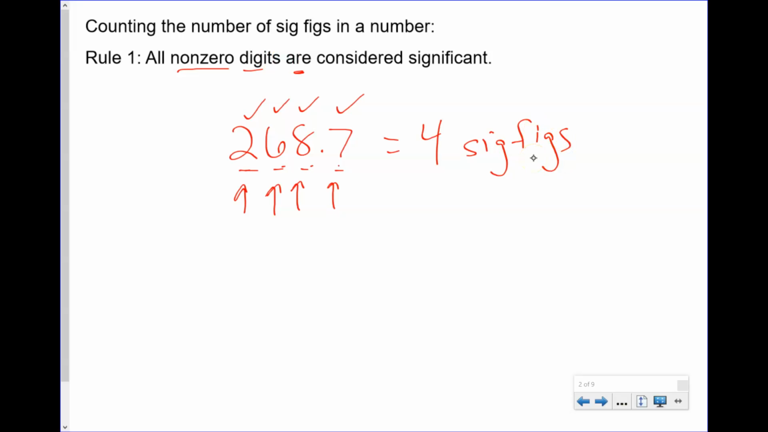Okay. Another number, let's throw in 378. Again, 3 non-zero digits, so this number has 3 sig figs. That's the easiest rule to start with. All non-zero digits are considered significant. And you're going to find that really all of these rules focus on zeros and whether or not we would consider a zero significant in a number.